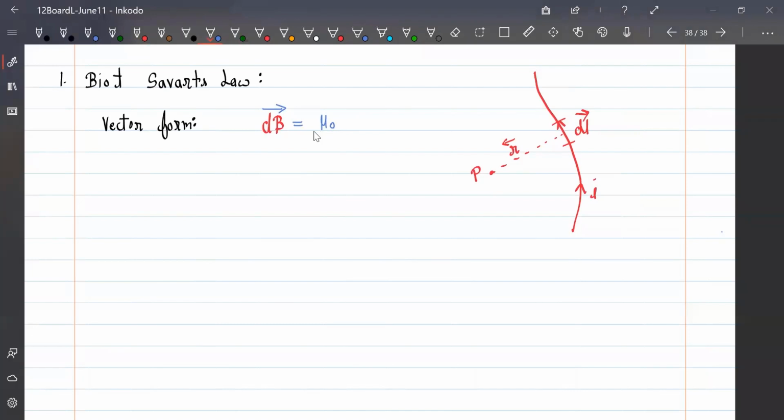And the formula is like this: dB vector is equal to mu naught by 4 pi I dl cross r vector upon mod of r cube. So this is a vector form of Biot-Savart's law. So you will write in the exam that Biot-Savart's law gives you the value of the magnetic field due to a current carrying length element at a distance r vector away from the length element. Like that you have to write.